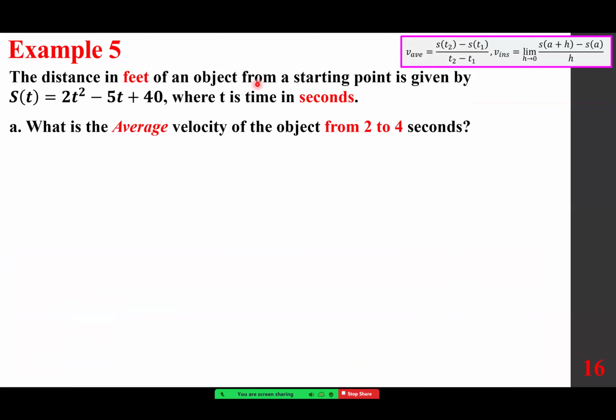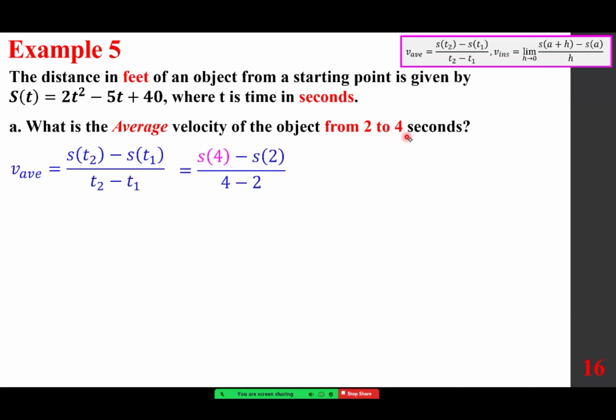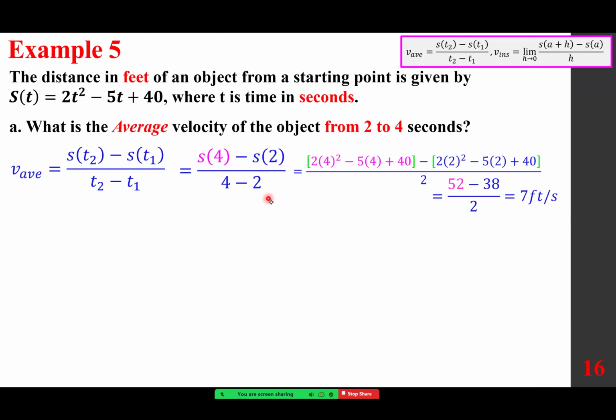The distance in feet of an object from a starting point is given by s of t equals 2t squared minus 5t plus 40, where t is time in seconds. What is the average velocity of the object from 2 to 4 seconds? This is elementary algebra. We want s of 4 minus s of 2 over 4 minus 2, which means plug in 4, evaluate it. Plug in 2, evaluate it. The bottom is just 2. When we go through the process, we get 7 units of the numerator, feet, over the units of the denominator, second: 7 feet per second.